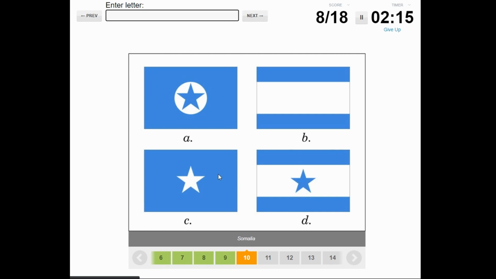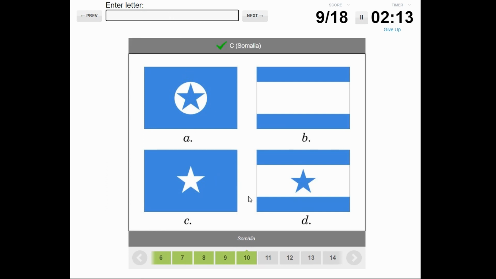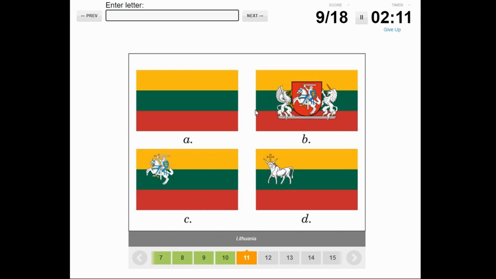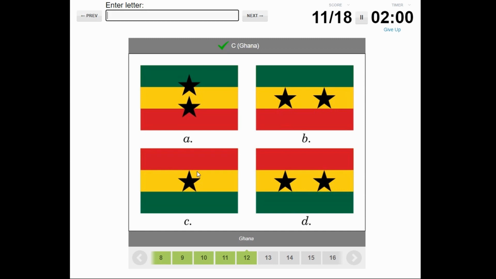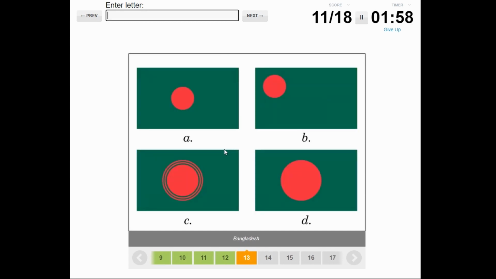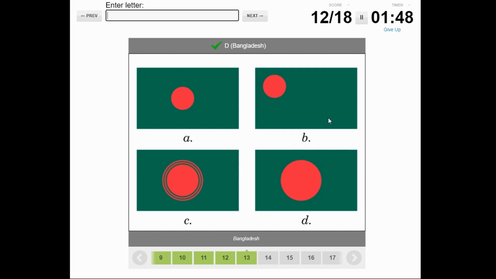Right, we're looking at Somalia, which is C, one of my favourite flags actually. Okay, Lithuania doesn't have any of these little symbols, it's just number A, or letter A, which is good. Ghana we had earlier, again, 1 star, which is C. Here we have Bangladesh, it's basically saying where's the circle and how big is it. I think D looks most appealing, but it could also be A. I'm going to go for D, and it is, which is good.